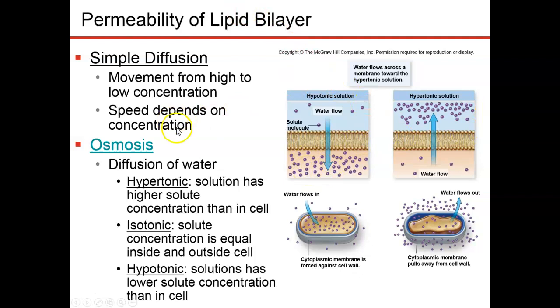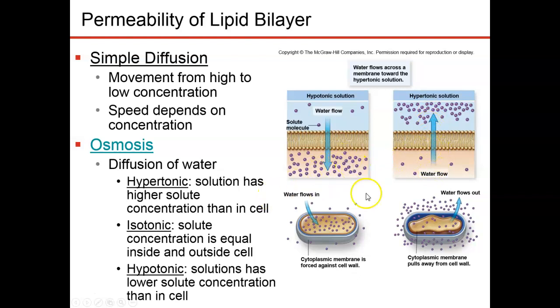In a hypertonic solution, the solution itself has a higher solute ratio than the cell has. So there's less solute in the intracellular region, more solute outside. And so water leaves the cell until we have equal water to solute ratio on both sides.